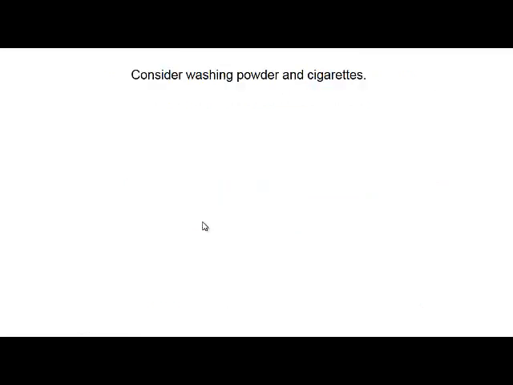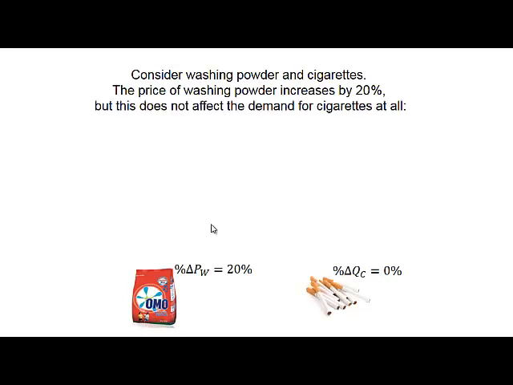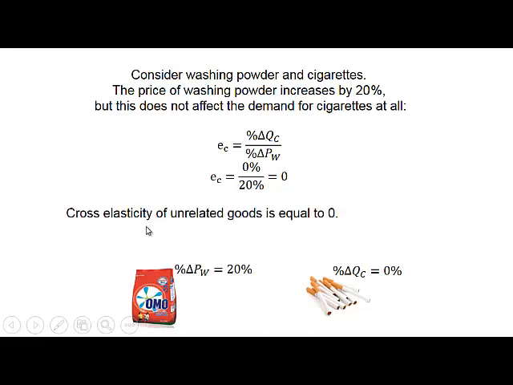Now let's consider washing powder and cigarettes. The price of washing powder increases by 20%. It has no effect on the quantity demanded of cigarettes. So if we calculate the cross elasticity of demand, it's going to be zero because there is 0% change in the quantity demanded of cigarettes. So the cross elasticity of unrelated goods is equal to zero.